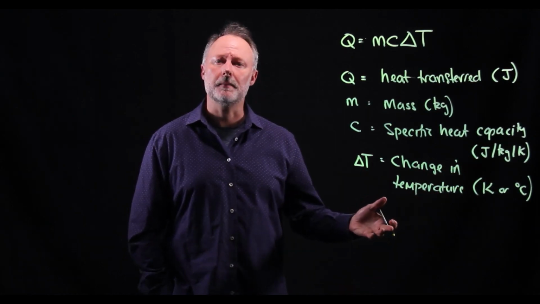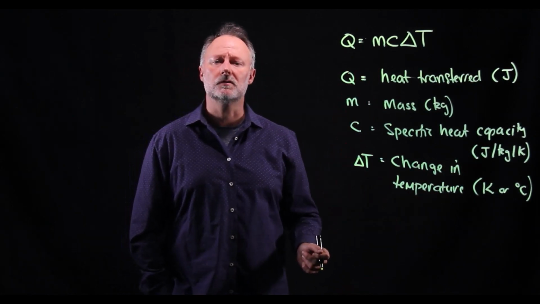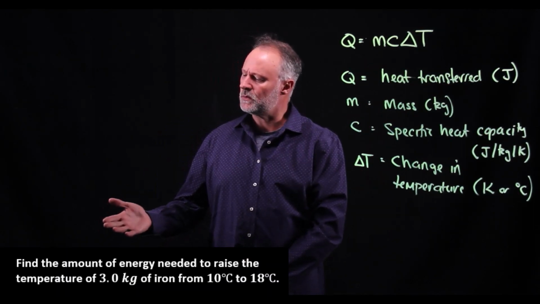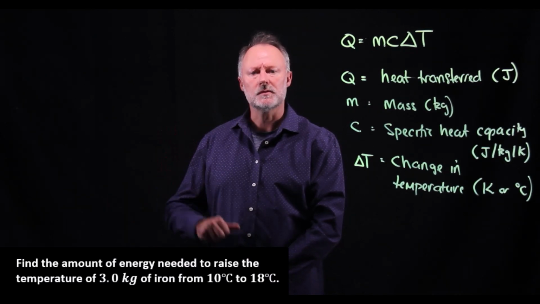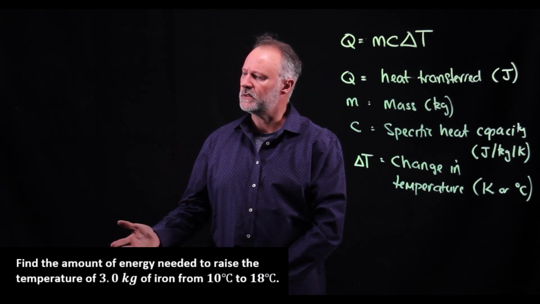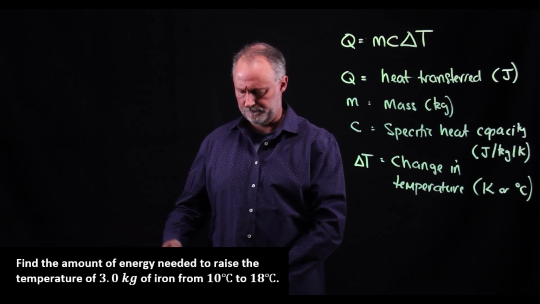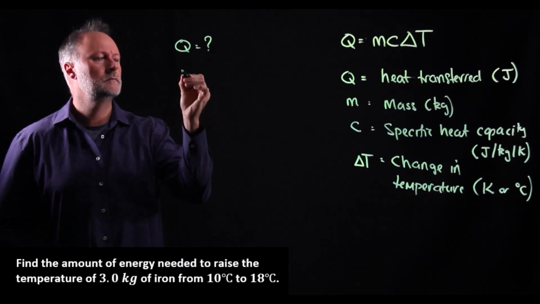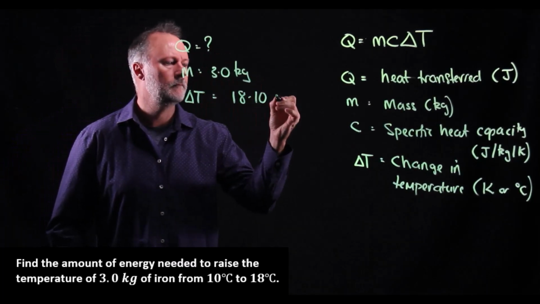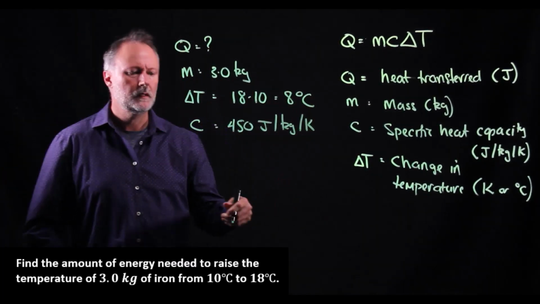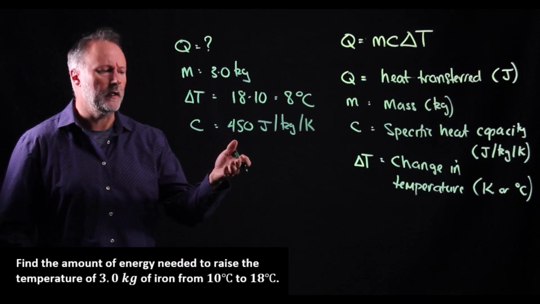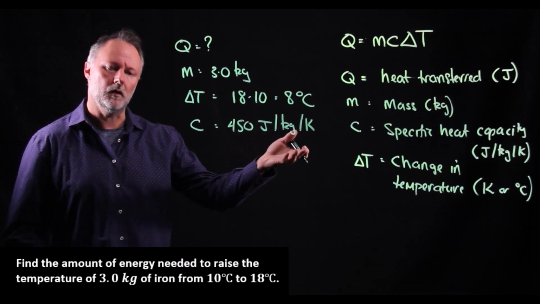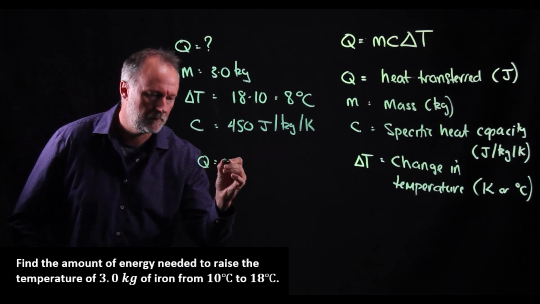Let's look at a handful of examples of how we can use Q equals mc delta T to make some calculations. Okay, in example 1, we want to find out how much energy is required to raise 3 kilograms of metal from 10 degrees Celsius to 18 degrees Celsius. So let's write down what variables we know. Now the specific heat capacity for iron I've looked up on the table to be 450 joules per kilogram per Kelvin. Let's use the following equation.